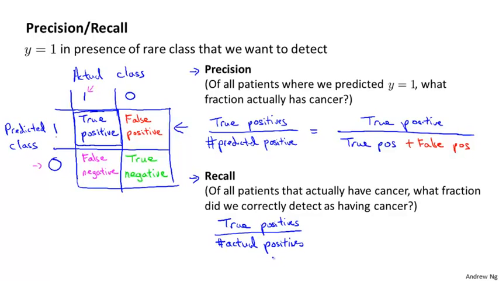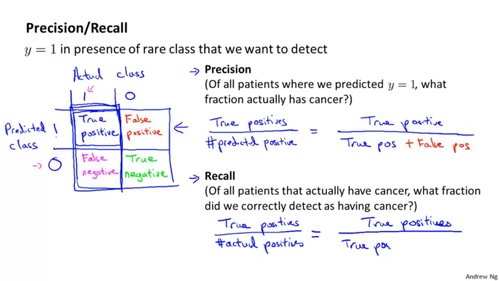So to rewrite this in a different form, the denominator, the number of actual positives, is the sum of the entries in this first column over here. And so writing this out differently, this is therefore the number of true positives divided by the number of true positives plus the number of false negatives. And so once again, having a high recall would be a good thing.